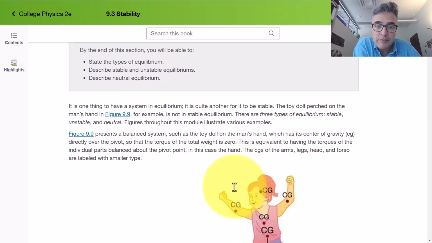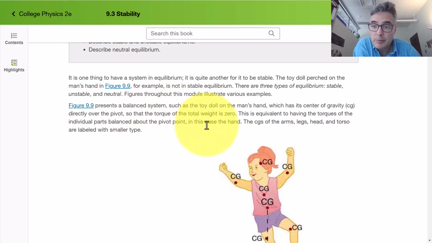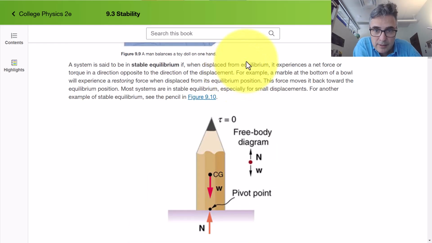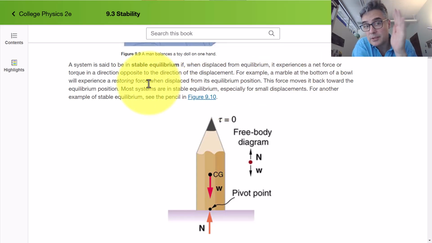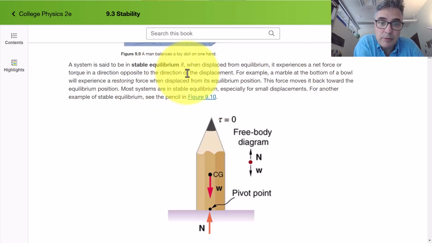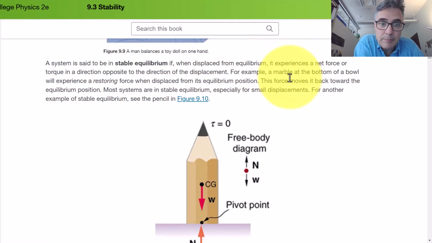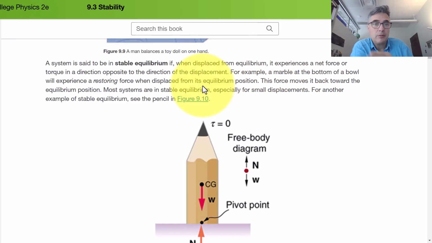There are three types of equilibrium: stable, unstable, and neutral. If you're balanced in such a way that when you experience a little displacement from equilibrium, such as a little bump, it experiences a net force or torque opposite to the direction that it was bumped, that's called stable equilibrium. For example, a marble at the bottom of a bowl. If you disturb the marble in the bottom of the bowl, it rolls back towards its equilibrium situation.